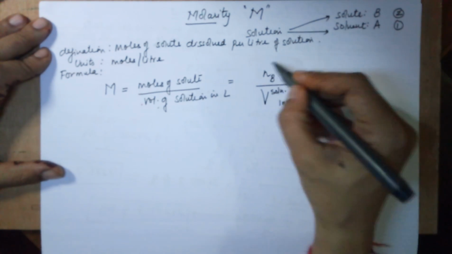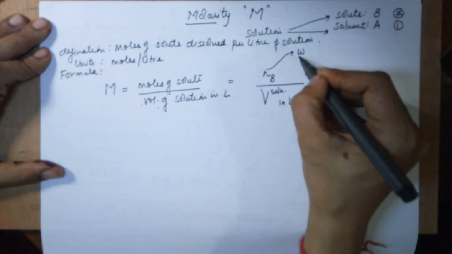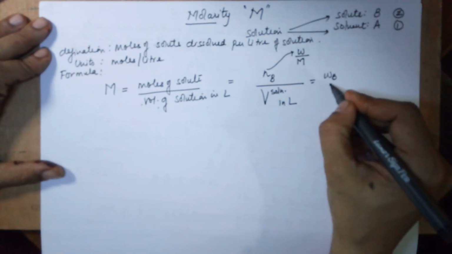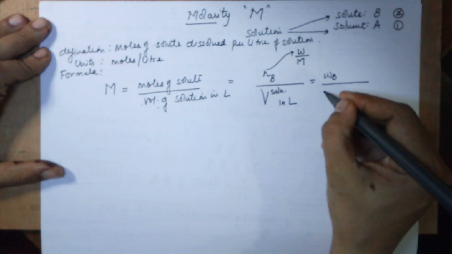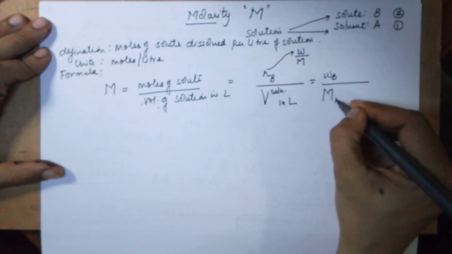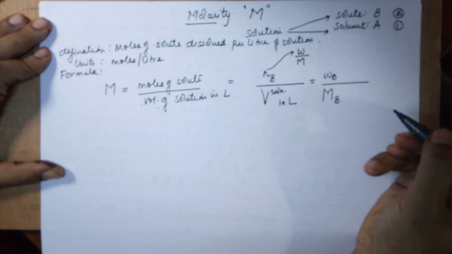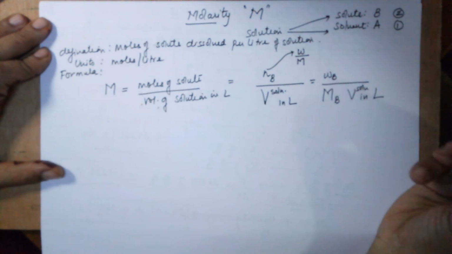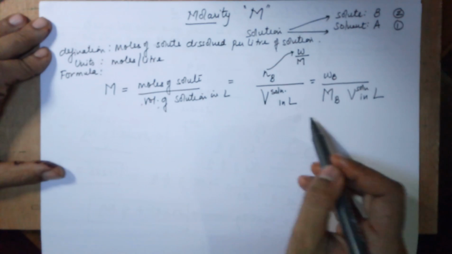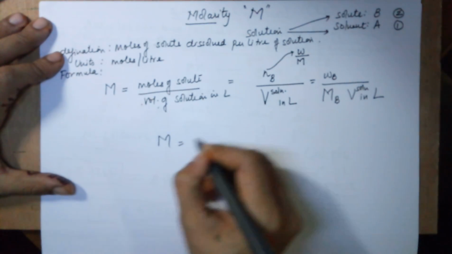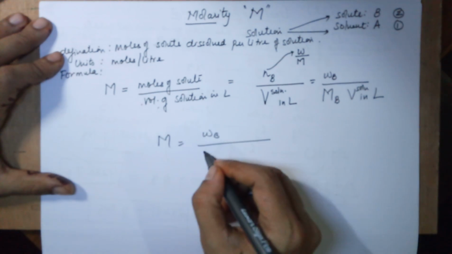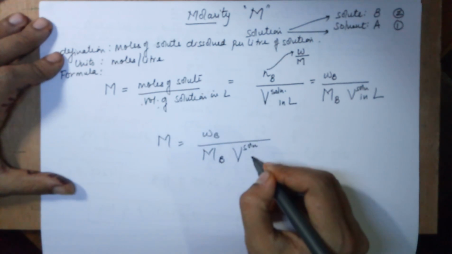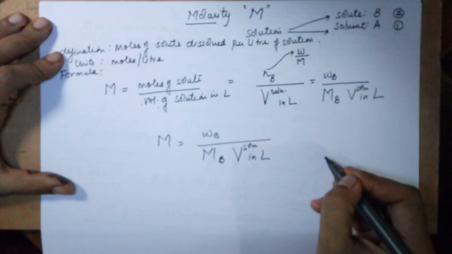Moles are always calculated by the formula your weight by molar mass. Therefore, elaborating it up, the given mass of the solute is W upon molecular mass of the solute, which you will be given because your atomic masses would be provided to you, into volume of the solution in liters in the denominator. That becomes your formula to calculate molarity. I'll rewrite it up for you. WB is the weight of the solute. MB is the molar mass of the solute. Volume is for the solution, and you remember it, it is to be taken in liters.